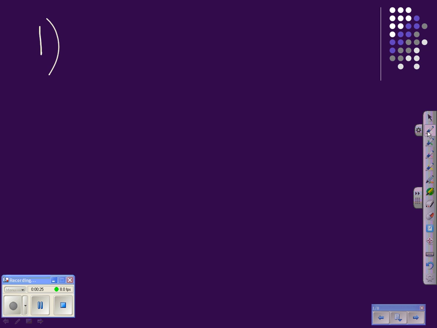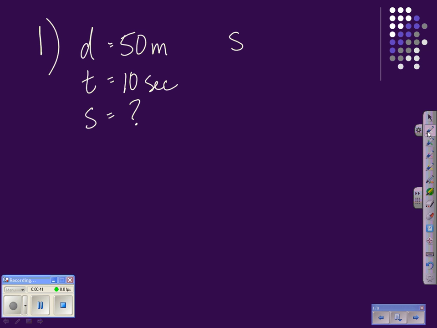This is problem 1. I have 50 meters. Because it's meters, that's going to be a distance. And then I have 10 seconds. Since seconds is a time measurement, that's time. And I'm asked to solve for speed. My formula is speed equals distance divided by time.